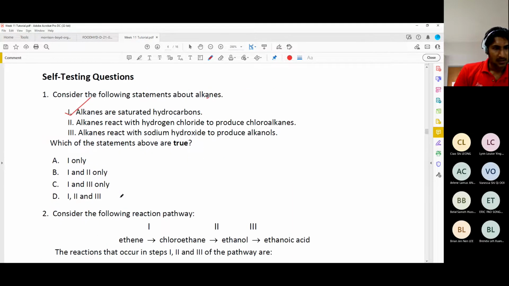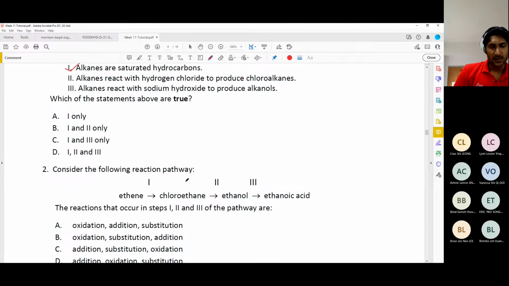The following reaction pathway says that from ethene, since it is an ethene, we know that there is a double bond between them. The base molecule is ethane, and it is modified to ethene. Since it is ethene, we know there are two carbons, and between the carbons there is a double bond.